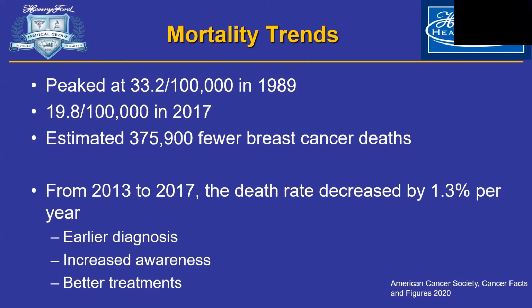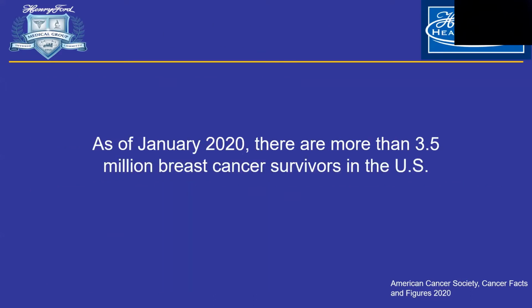Since 2007, breast cancer death rates have been steady in women younger than 50, but have continued to decrease in older women. From 2013 to 2017, the death rate decreased by 1.3% per year. These decreases are believed to be the result of finding breast cancer earlier through screening, increased awareness, as well as better treatments. As of January 2020, there are more than 3.5 million breast cancer survivors in the United States. This includes women still being treated and those who have completed breast cancer treatment.